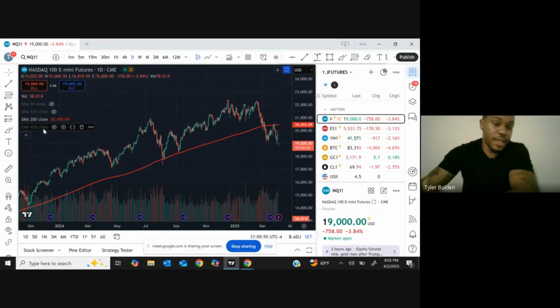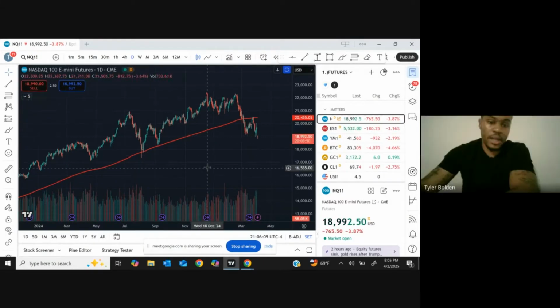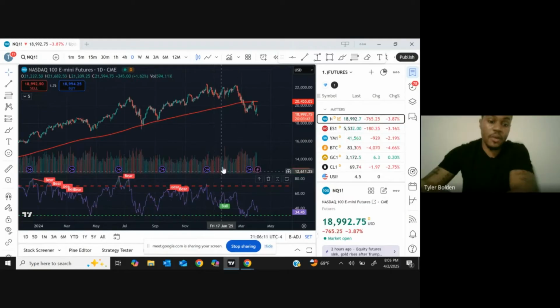I got that from Ian Dunlap, the 420, but I don't even really use that, honestly. You can just mess around with the numbers, which one you work with best. And then another indicator that I use is RSI. You can double click, and I got that down. I'll go over that too.